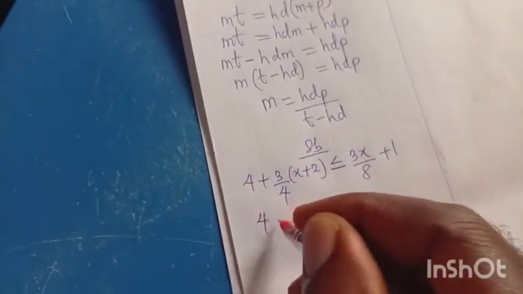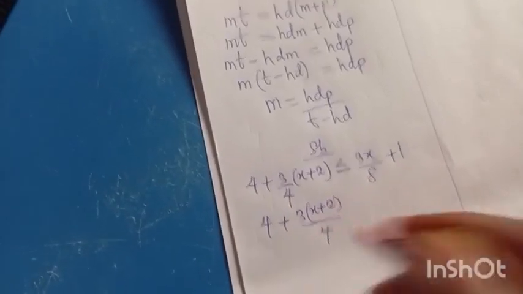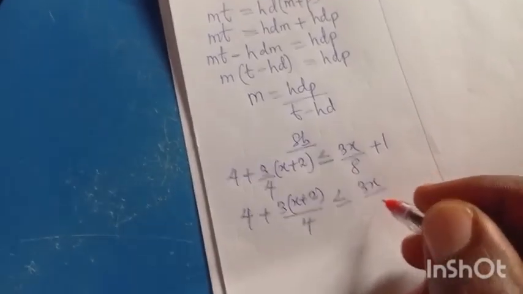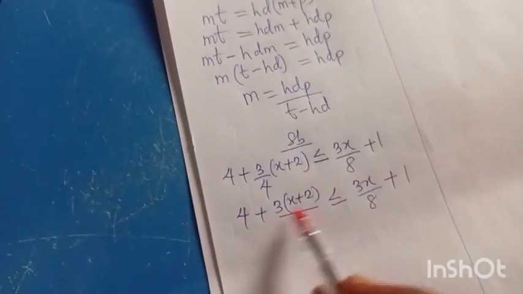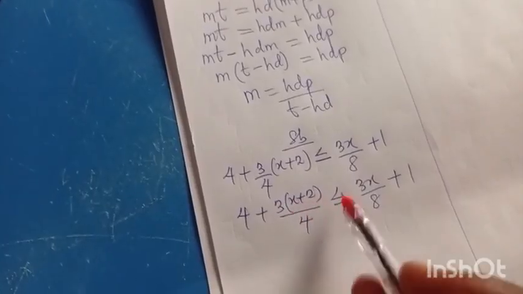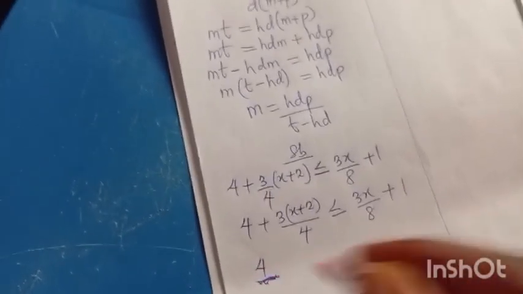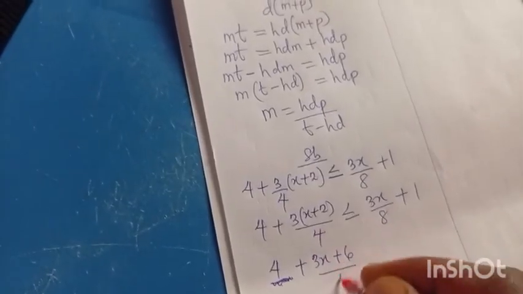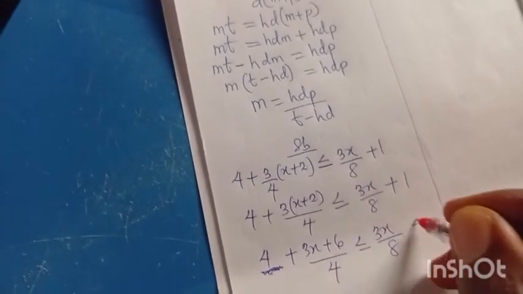I will have 4 plus 3(x plus 2) over 4, less than or equal to 3x over 8 plus 1. Can you see that? Now, you can still remember this one under your expansion and factorization. Open the bracket. I'll be having 4. Maybe even this one, I can make it a normal fraction. It means 4 over 1. But for now, let me still keep it as 4 plus 3x plus 6 over 4 less than or equal to 3x over 8 plus 1.